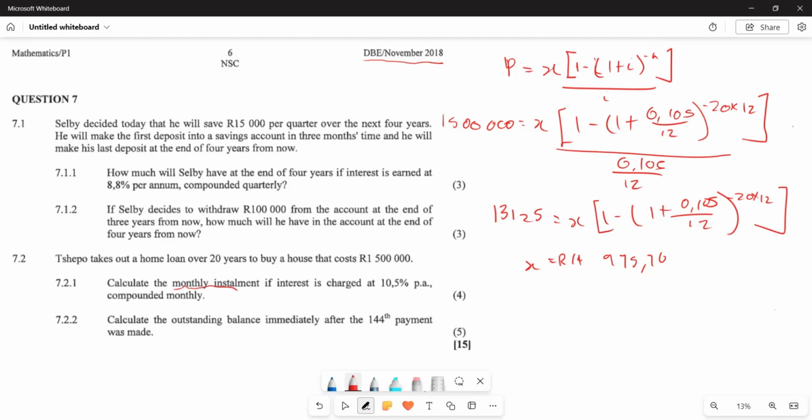You see, Tsepo. And now let's look at our 7.2.2. Now they say calculate the outstanding balance immediately after the 144 payments. Look, now this one is very much straightforward. And now I will try and just use the present value formula so that we can calculate this. There are two ways of calculating the outstanding balance, right? But preferably what you can use is the present value formula.